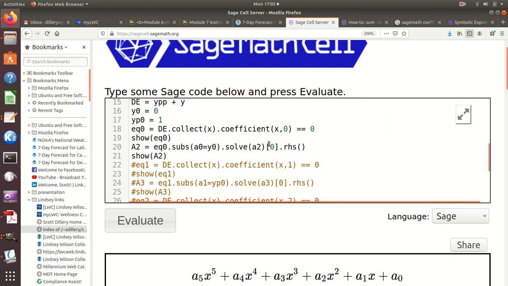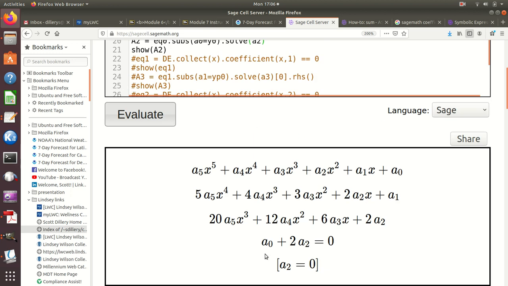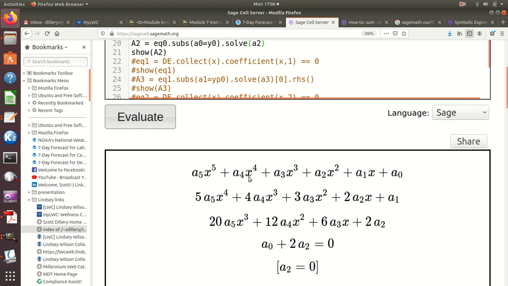Now the 0 in square brackets in the right hand side, again, we can show you what that's doing. So if I take that away, evaluate, then what we see is we get a2 equals 0 in these square brackets. Well, you need to get to that 0. I want to get to that 0.